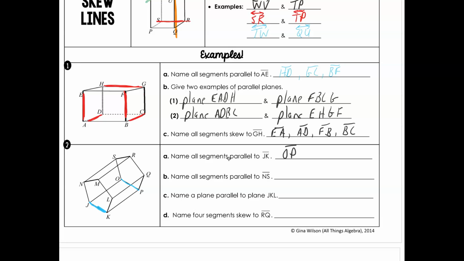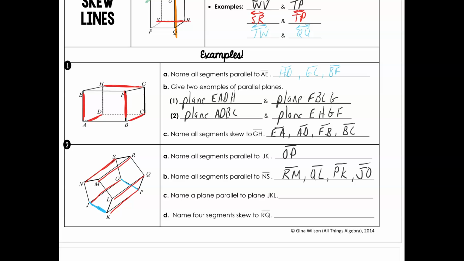All segments parallel to NS. So let's find NS. NS is this one. Now that's a different story. This one is parallel to this one, and this one, and this one, and this one. So let's write all those in there.